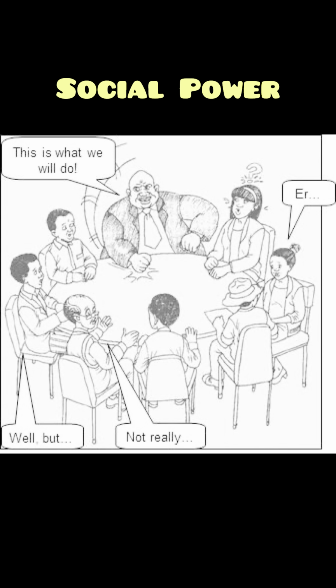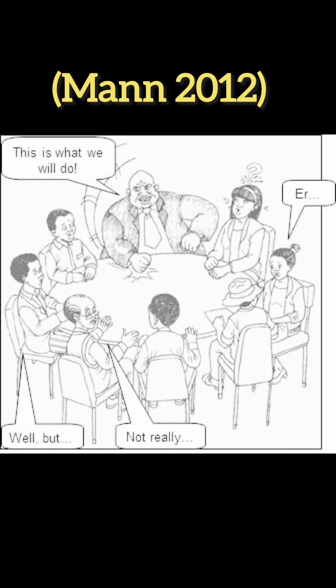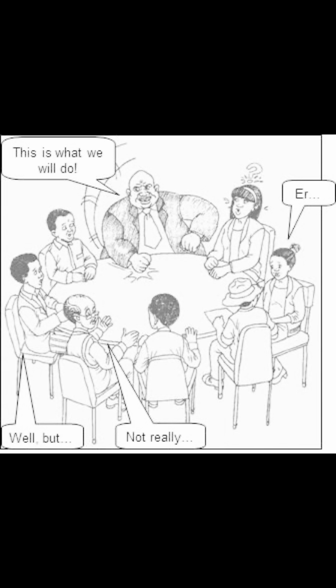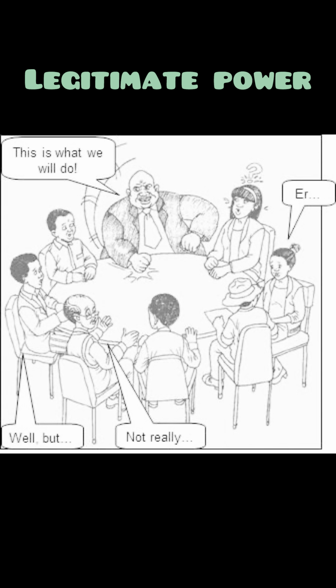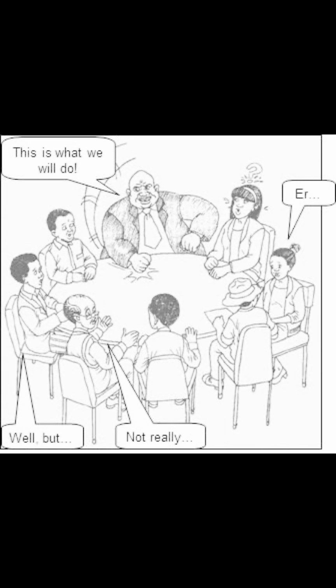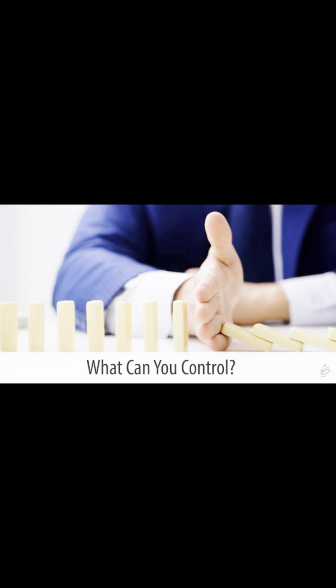Now moving on to social power. According to Mann 2012, power is the capacity to influence others even though they refuse to be influenced. From the documentary, the type of power that I identified was legitimate power. This legitimate power was expressed when the university increased the tuition fees because it was the one that had power to do so.